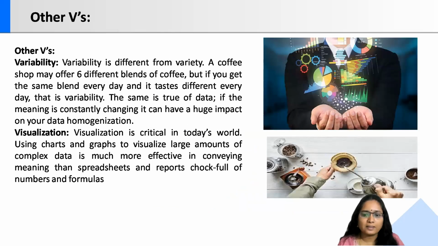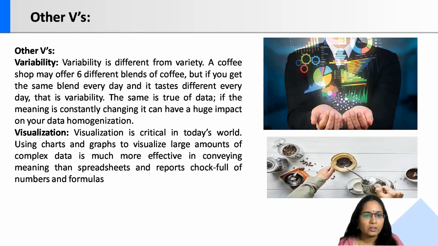So other than the basic 5 V's, the other V's are variability and visualization. Visualization is critical in today's world. We use different kinds of charts and graphs to visualize large amounts of complex data, which is much more effective in conveying meaning than spreadsheets and reports full of numbers and formulas.